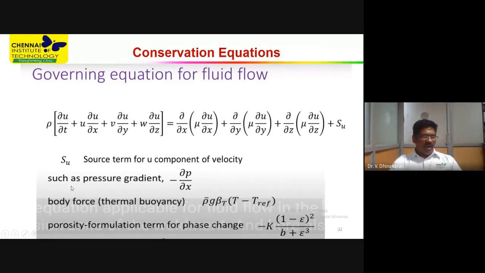If you want to include the body force, then you have to replace the SU with these equations. If you want to include the porosity formation for phase change, then you have to replace this SU with this one. Okay, let me clearly mention, this equation is already available in the software. The only thing is you should know how to make use of other parameters, other equations, or other physics to replace this SU.